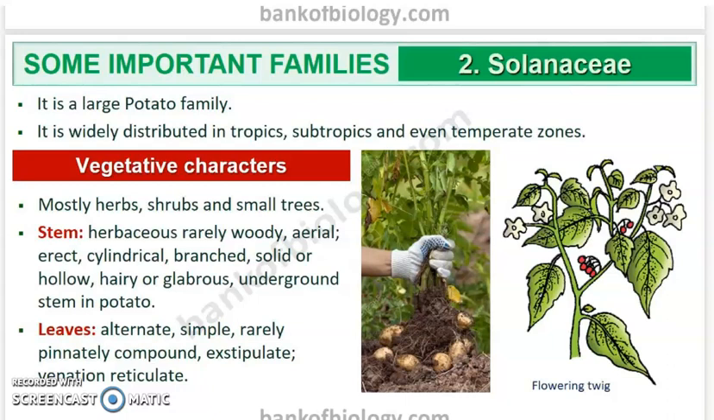So in that there are two types of compound leaf, pinnately compound and palmately compound. In that, pinnately compound leaves are nothing but leaves in which a number of leaflets are present on a common axis, which is called the rachis, which represents the midrib of the plant, right?